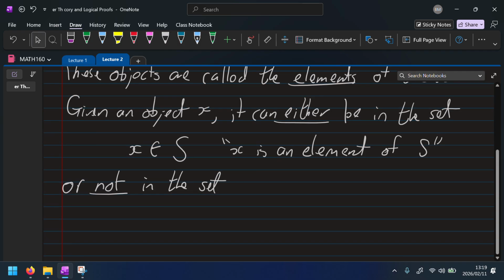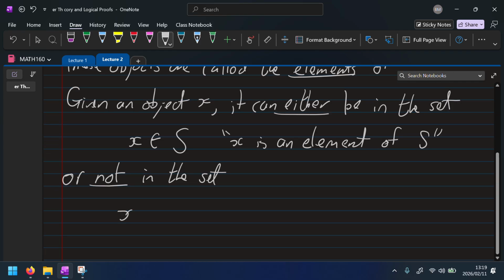And if it is not in the set, we use the following symbol: X, again that epsilon symbol, S, but we put a line through it. When you put a line through something, it means not whatever that is. You might be familiar with 1 equals 2. That's wrong. 1 is not equal to 2. You put a line through it. So whatever symbol you have, if you put the line through it, it means not whatever that means. Here we read this as X is not an element of S.